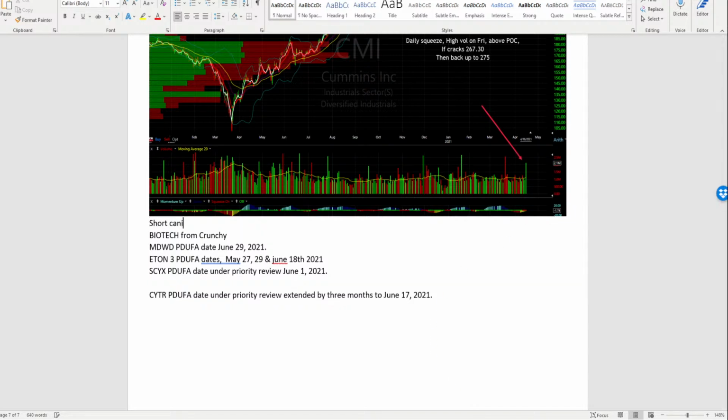Short, just for me, I like playing backsides, so I'd love a crack down wash and then just short the back test.